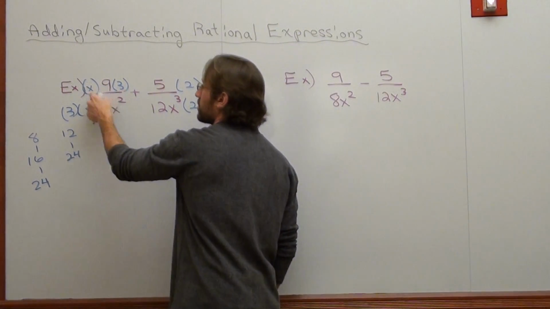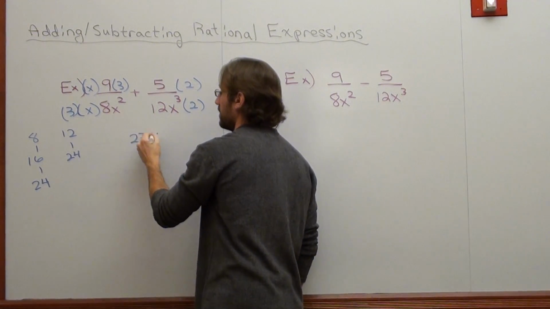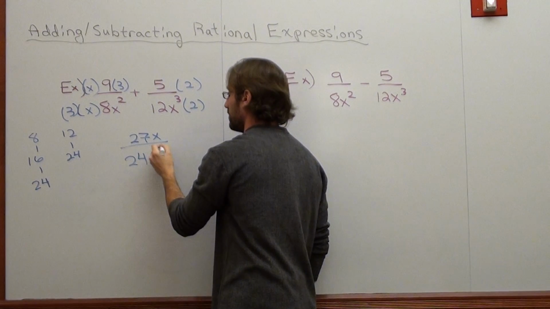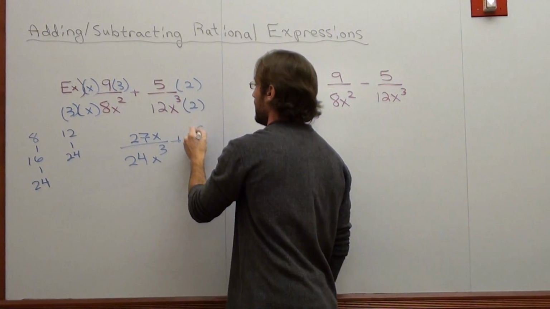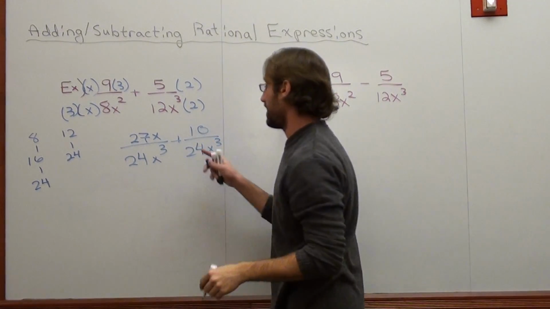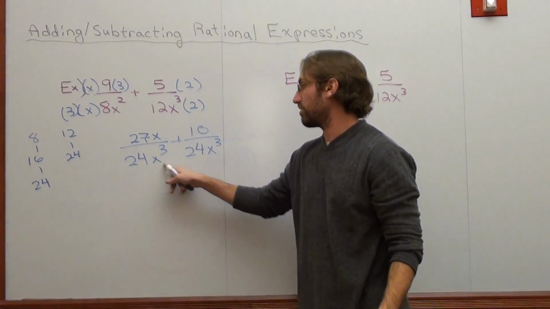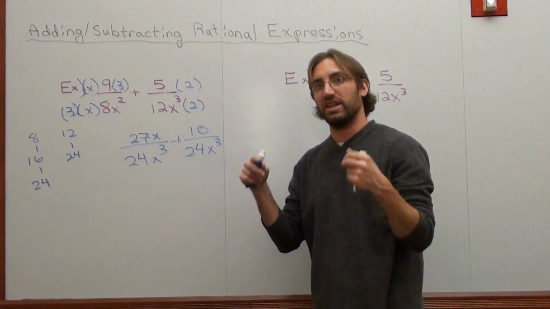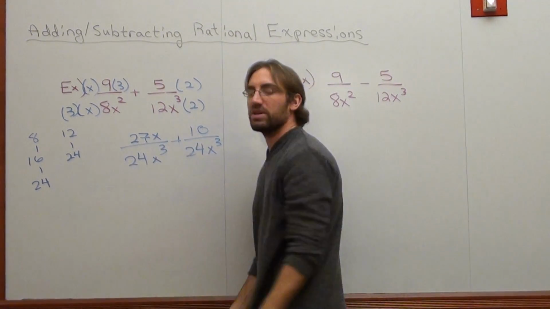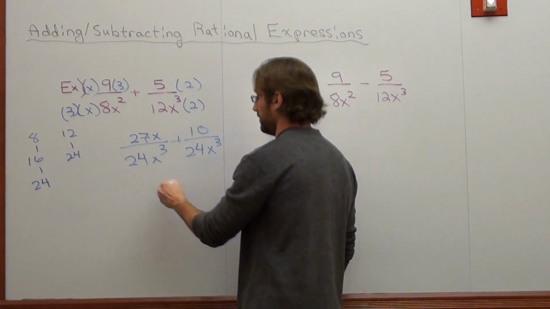So I got 9 times 3 times x is 27x. 8 times 3 is 24x cubed, plus 5 times 2 is 10, over 24x cubed. My LCD or my LCM is 24x cubed. That's the denominator that I need in order to add these together. 27x plus 10 is just 27x plus 10.